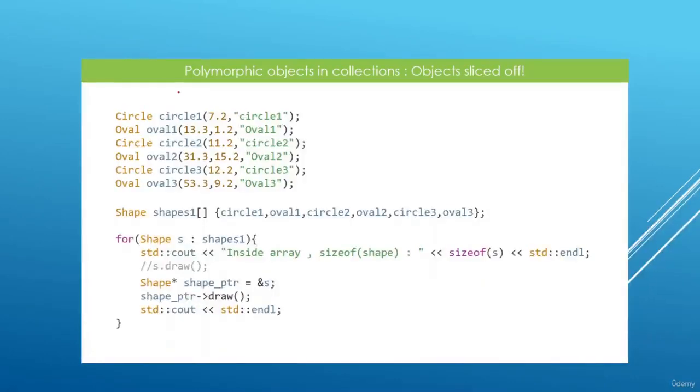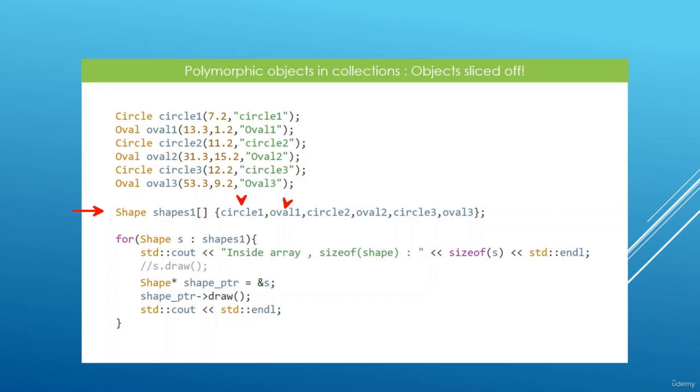We moved on and saw that if we store direct polymorphic objects in a base collection like we are doing here, we have an array storing shape data, and we happen to put in a circle, oval, or any kind of crazy objects we have in our inheritance hierarchy. One thing is that this is going to compile, but it is going to slice off derived class information.